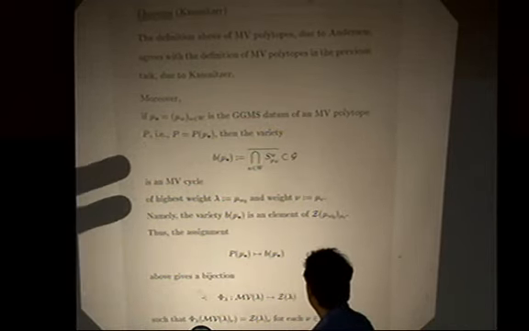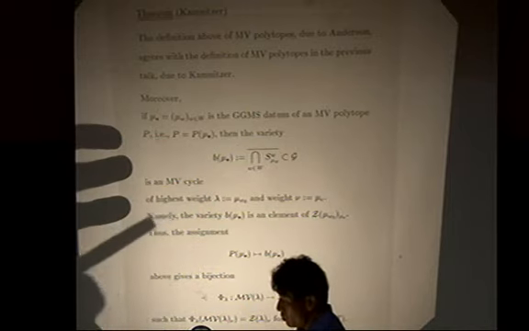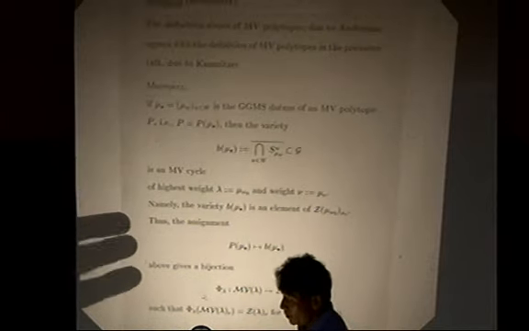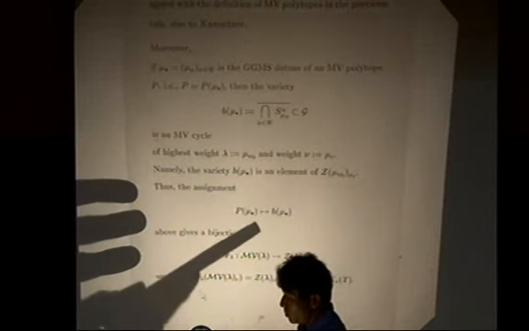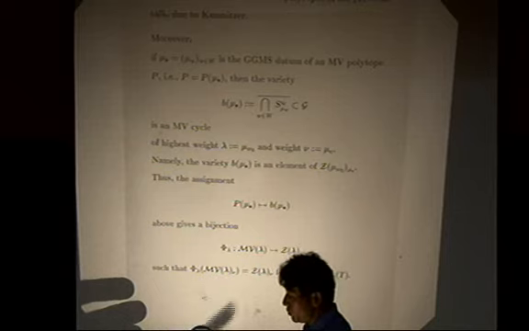Moreover, if mu dot is a GGMS datum of an MV polytope P, that is, P is P(mu dot), then the variety B(mu dot), which is defined to be the closure of this intersection, is an MV cycle of highest weight lambda, where lambda is defined to be mu_W0 and the weight nu is defined to be mu_E. Thus the assignment P(mu dot) to B(mu dot) gives a bijection from MV(lambda) to Z(lambda), where MV(lambda) is the set of MV polytopes and Z(lambda) is the set of MV cycles, such that MV(lambda, nu) is equal to Z(lambda, nu), weight preserving.